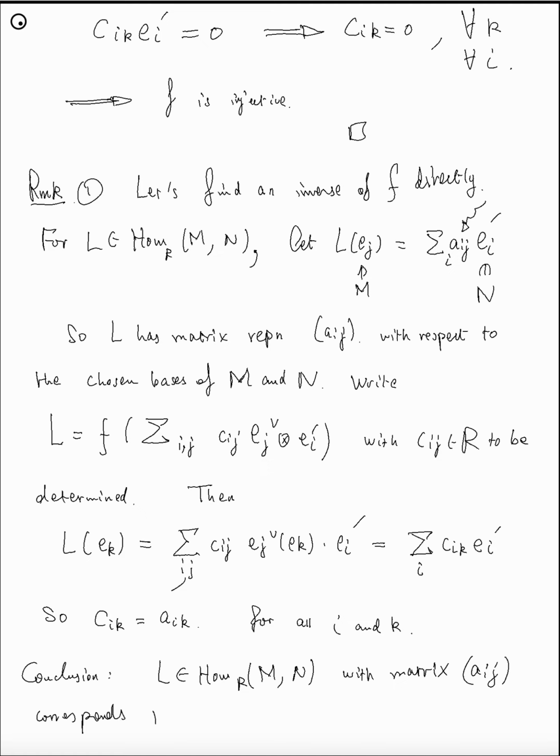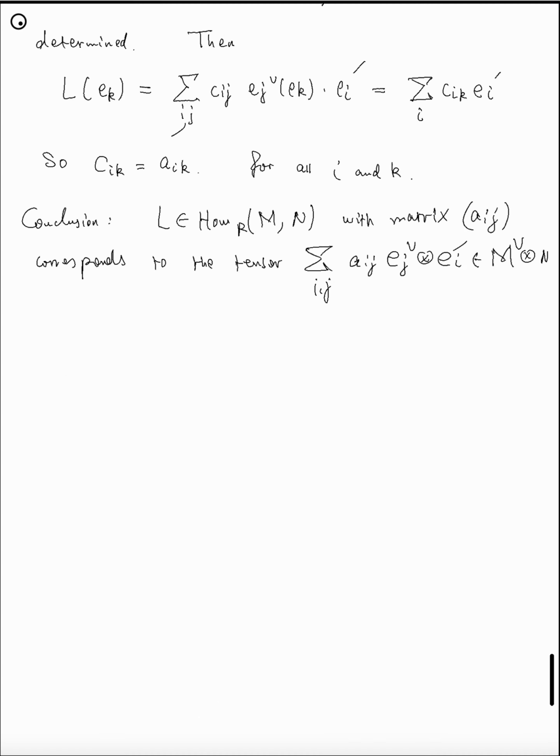corresponds to the tensor A_ij e_j dual tensor e_i prime in M dual tensor N. This is a direct proof. So we constructed the inverse map. The L whose matrix is A_ij maps to A_ij e_j dual tensor e_i prime.